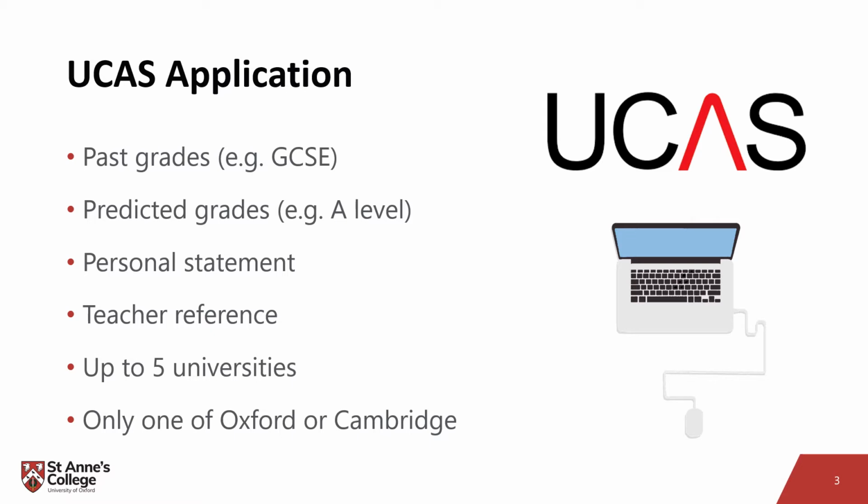This means that your personal statement should be applicable to each course you want to study. It's therefore recommended that those courses should be similar enough for you to write a good personal statement that applies to all of them. Remember, when making your UCAS application, you can also apply to up to 5 universities but only one of Oxford or Cambridge.